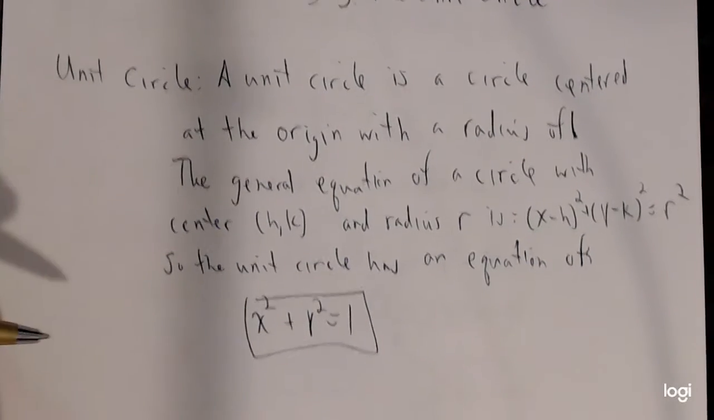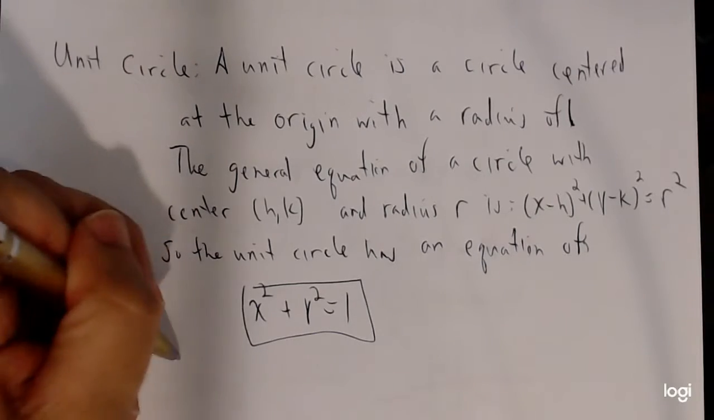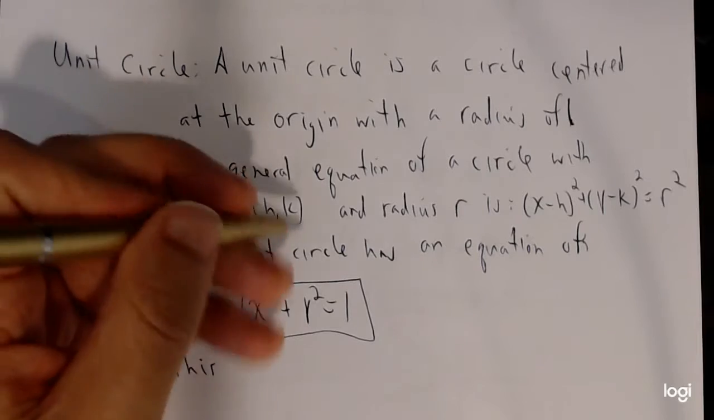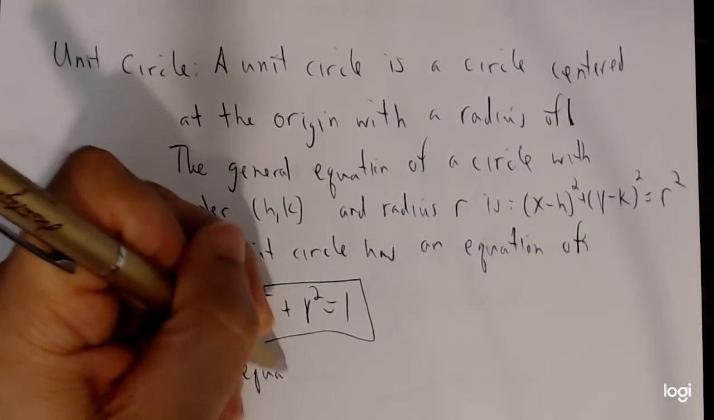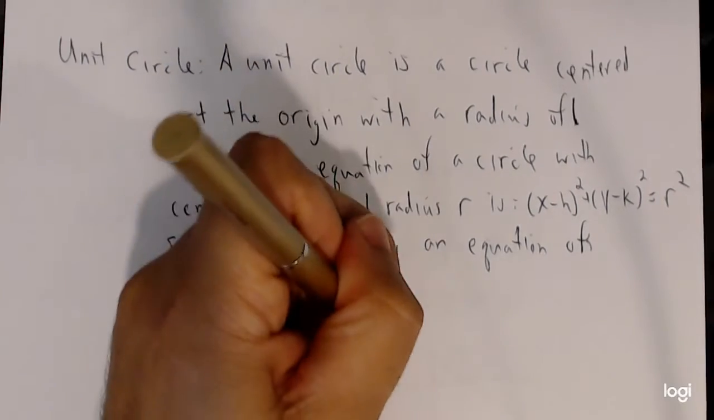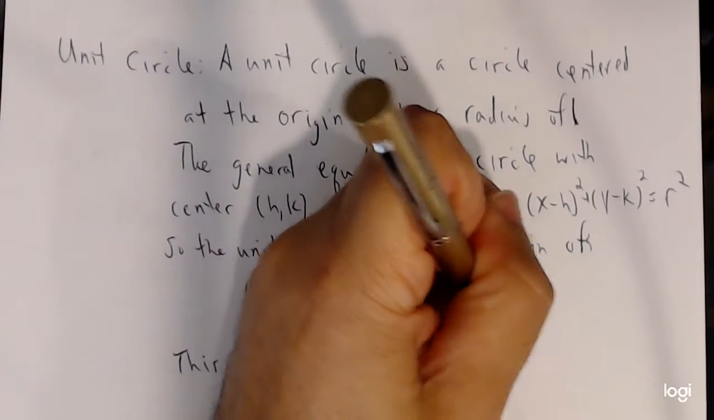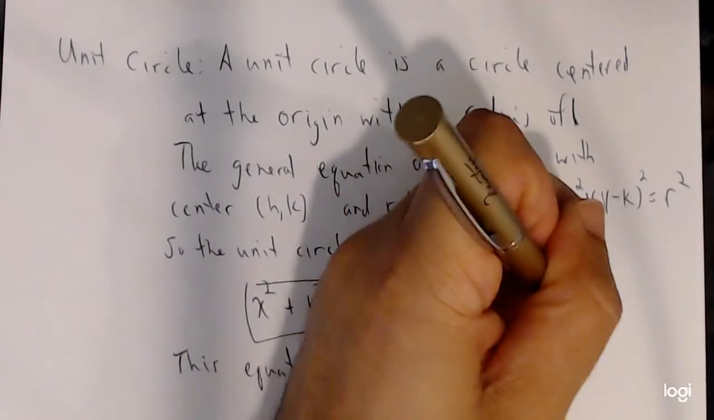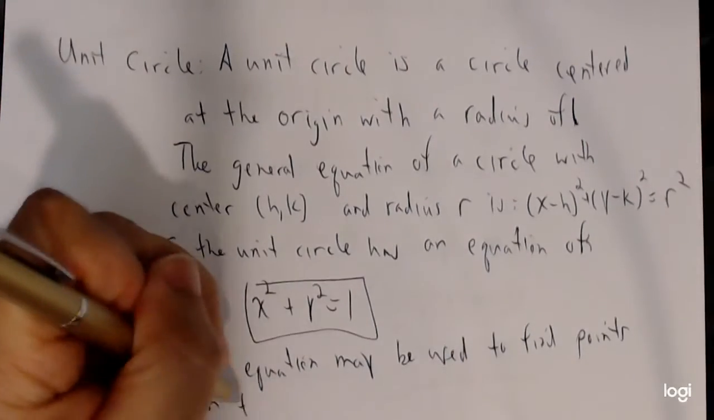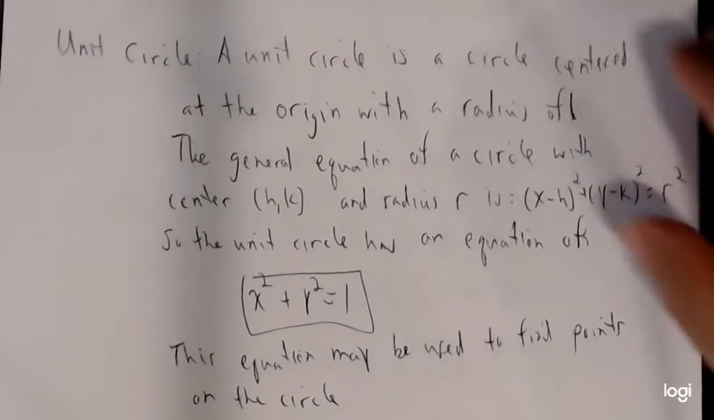So what we're going to be doing is we're going to be using this equation to help us find points on the circle, as well as answer some questions that involve trigonometry. So this equation may be used to find points on the circle. Okay, so with that said, let's look at our first example.